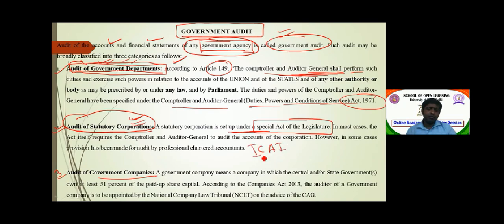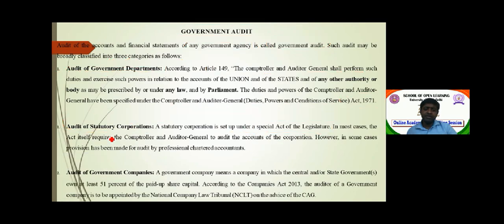Similarly, CWA, which is now named as CMA, or CS, all these institutions are examples of creation under a special act of the parliament. So when these institutions come under the ambit of audit of the financial statement, their financial audit is called statutory audit or audit of statutory corporation. Then the next is audit of government companies.